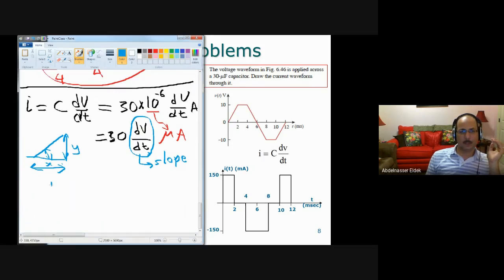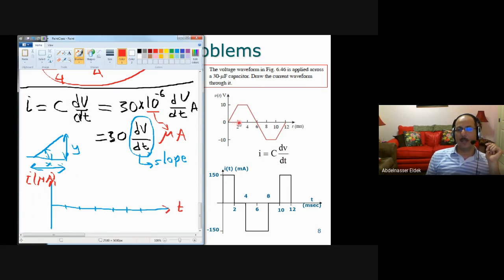Then, in this case, we can find the derivative of this. But how can we do that? We have to draw it like this, and we divide it into divisions 2, 4, 6, 8, 10, 12, and so on. 2, 4, 6, 8, 10, 12. And then after that we can plot. So this is a current I here in microampere. Okay, and this is time t.